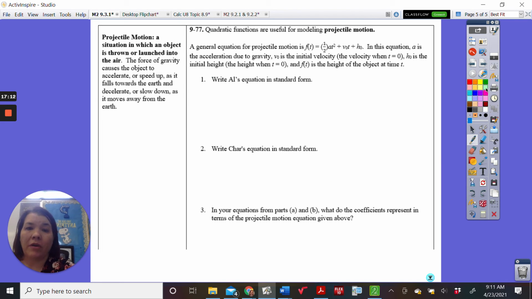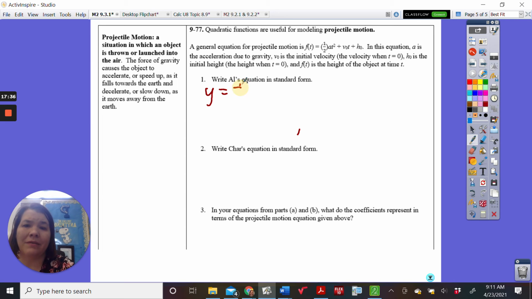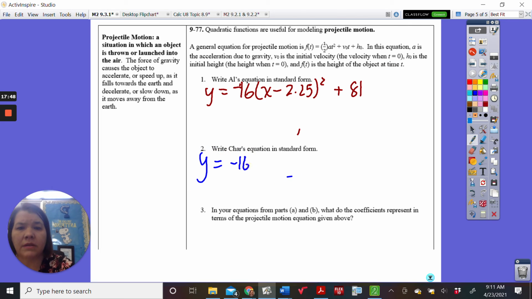All right, quadratic functions are useful. In the general equation, A is the acceleration due to gravity, while V is the initial velocity with which it was launched. H is the initial height, and T is the time. Al's equation, write Char's equation. So Al's equation was y equals, which one was Al? 81, okay. y equals negative 16 times x minus 2.25 squared plus 81. And then Char's equation, I'll do down here in blue, is y equals negative 16 times x minus 2.25 squared plus 96. Then we're just going to manipulate them.